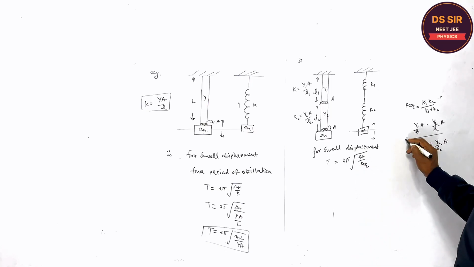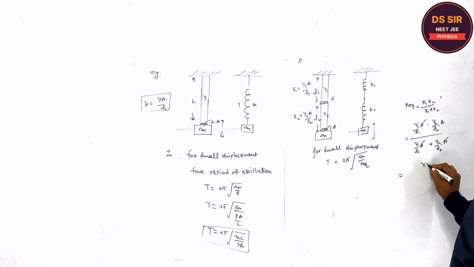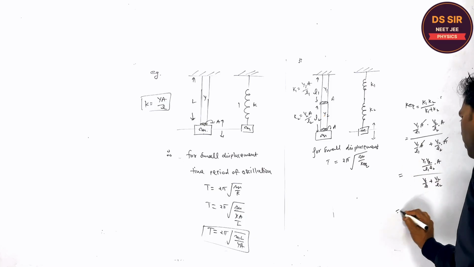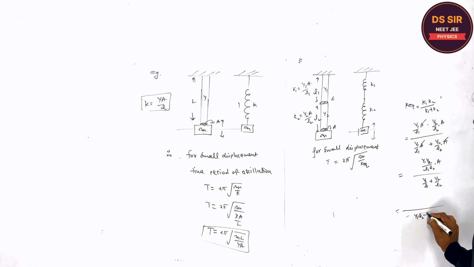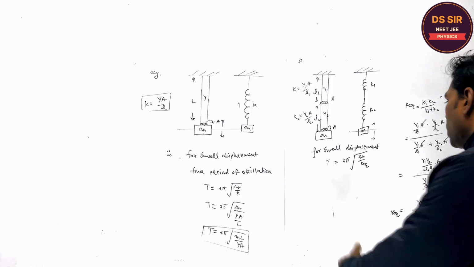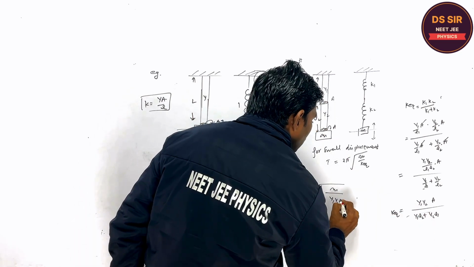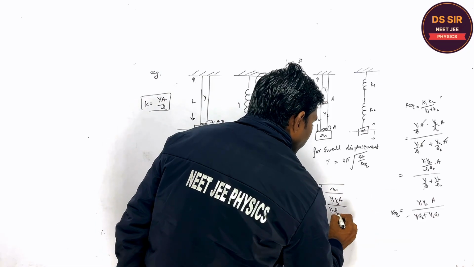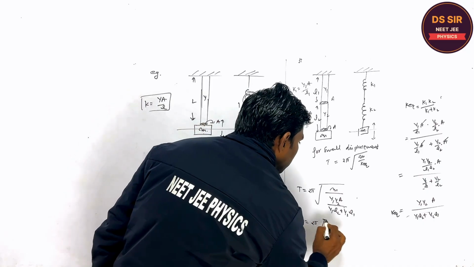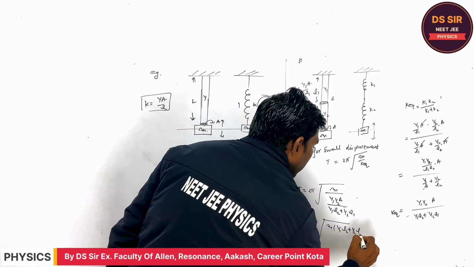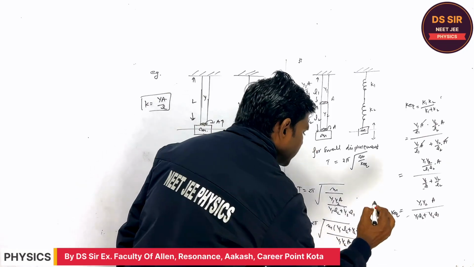So we have to put the k equivalent value over here. One A will cancel out, and in the numerator we have Y1Y2 upon L1L2 into A. The denominator is Y1 upon L1 plus Y2 upon L2. If you simplify further, taking the LCM, the L1L2 will multiply and cancel, so this is Y1Y2 into A divided by (Y1L2 + Y2L1). So this is the k equivalent. What time period expression will you write for this? T is equal to 2π root m upon k equivalent, which is 2π root of m(Y1L2 + Y2L1) divided by Y1Y2 into A. Is it clear or not, you tell?